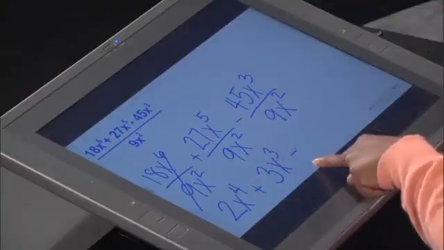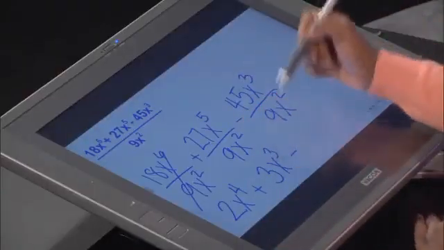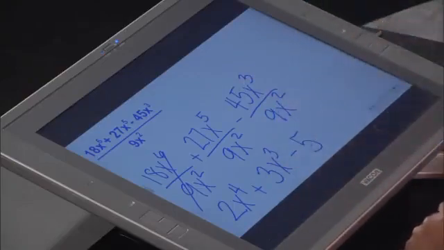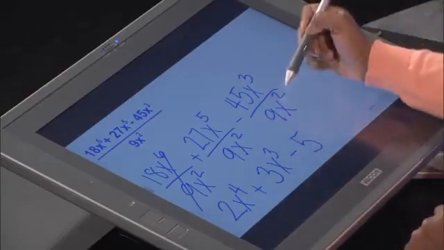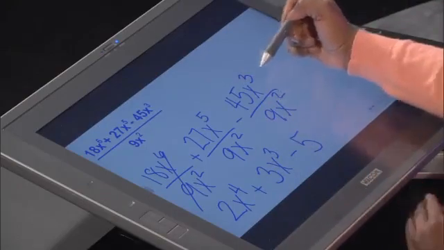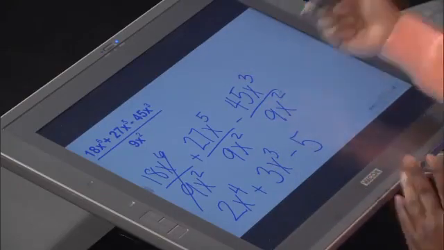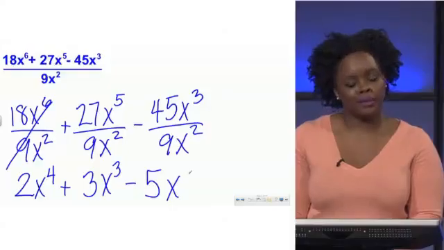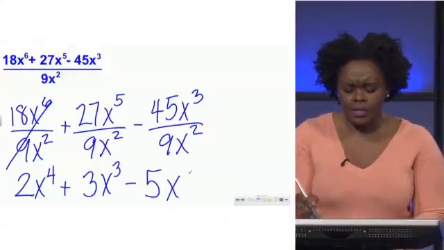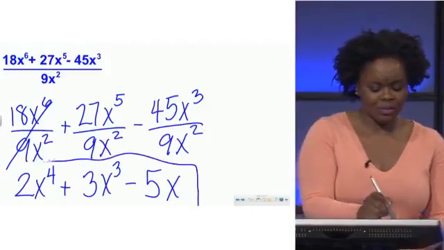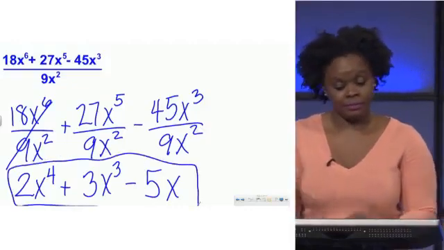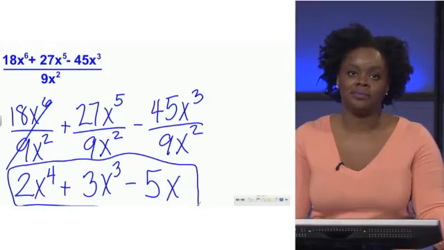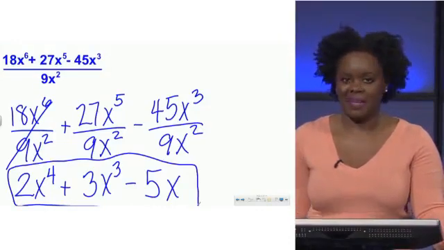Let's look at the last part. I went ahead and brought my minus down. So 45 divided by 9, that's 5. Okay? And handling my exponents over here, I know I need to subtract. 3 minus 2, that's 1. And when it's an exponent of 1, we typically don't write it. So that crazy looking problem that started out just simplifies down to this: 2x to the 4th plus 3x cubed minus 5x. And we're all done. Okay?